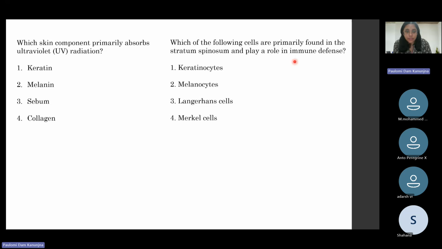All right, let me give you the answers for this. So the first one is melanin. I think everyone would know this because we all know about it already. The second one is Langerhans cells.